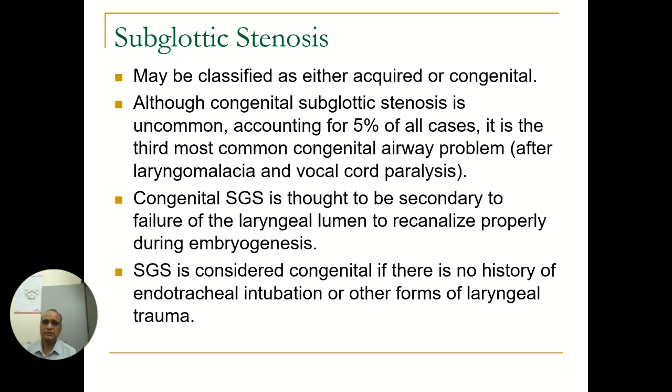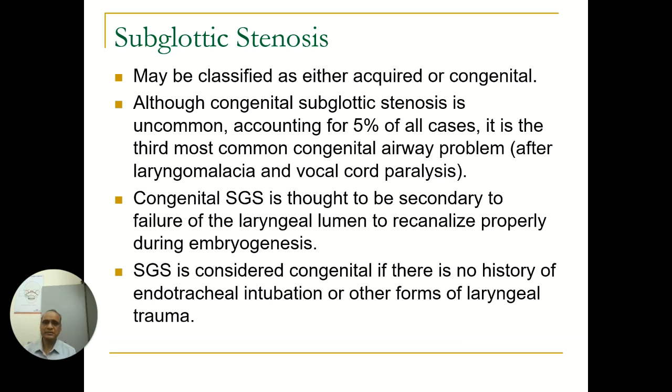Number one, out of the subglottic area problems, one is subglottic stenosis. It may be classified either acquired or congenital. Although the congenital subglottic stenosis is uncommon, it constitutes around 5% of all cases. It is the third most common congenital anomaly. The first being your laryngomalacia, second being your vocal cord paralysis. The third one is this entity, that is subglottic stenosis.